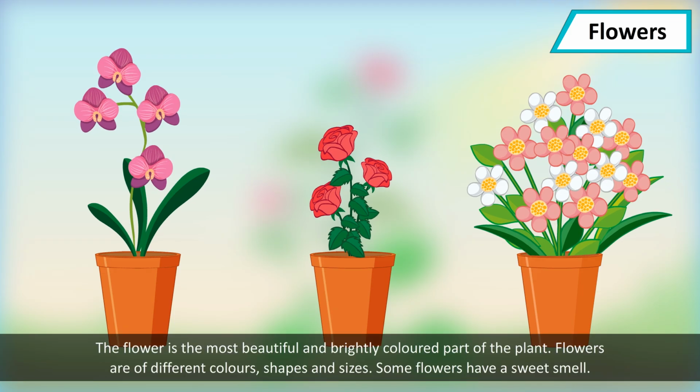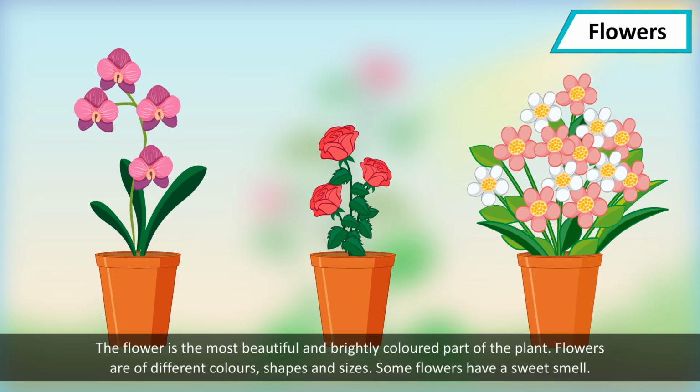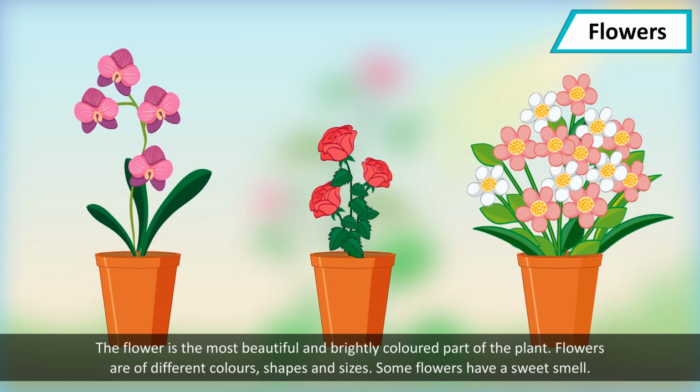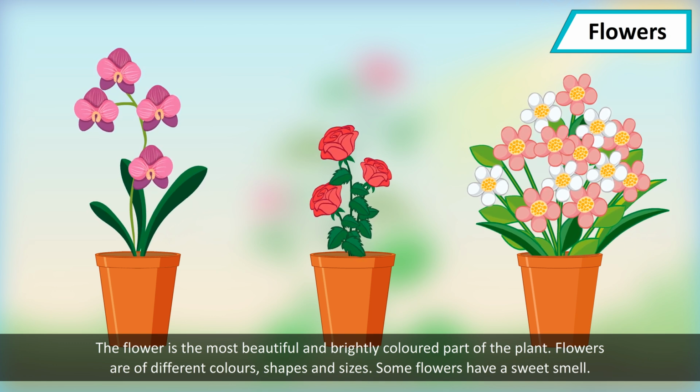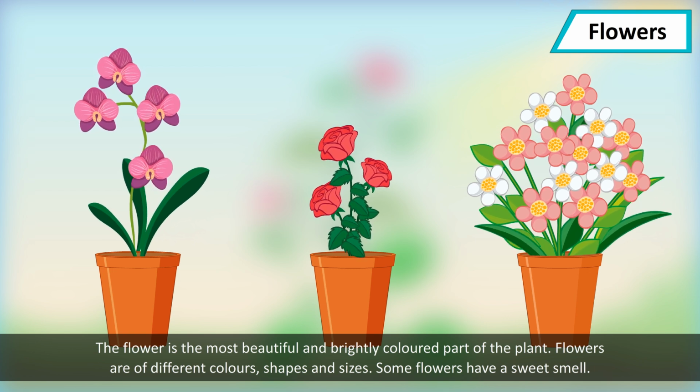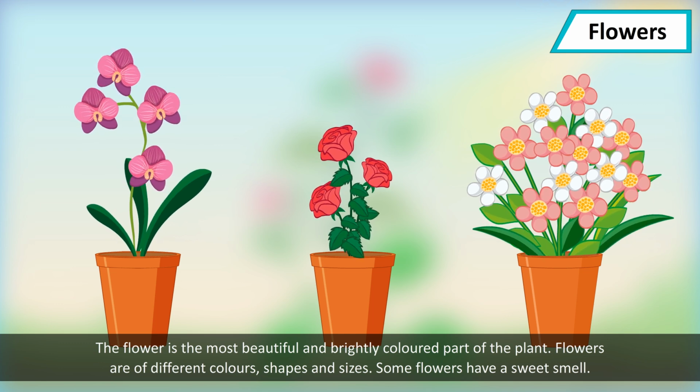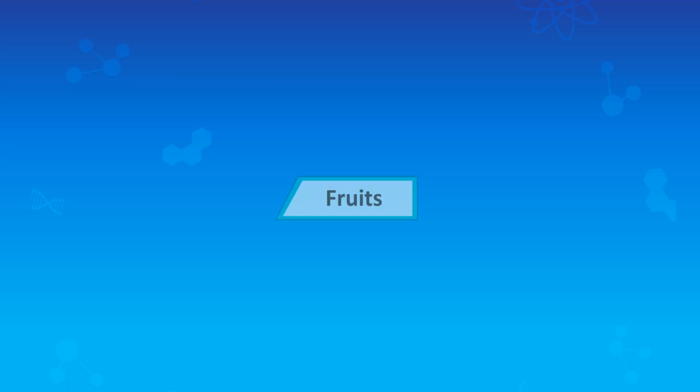Flowers. The flower is the most beautiful and brightly colored part of the plant. Flowers are of different colors, shapes, and sizes. Some flowers have a sweet smell.